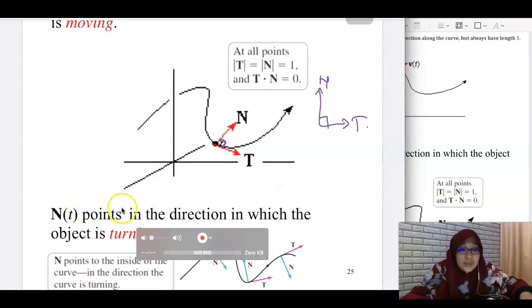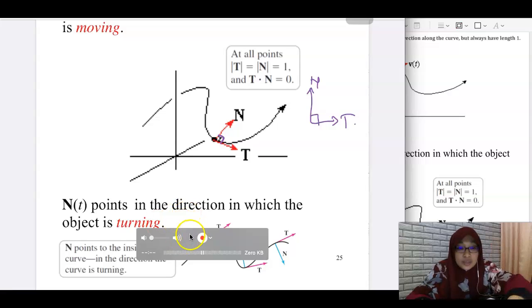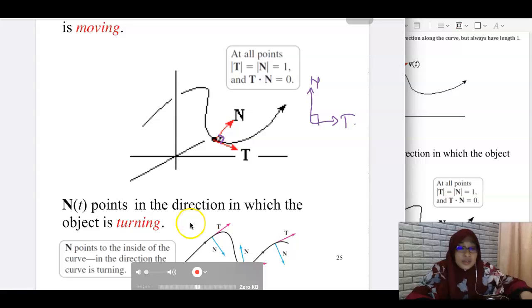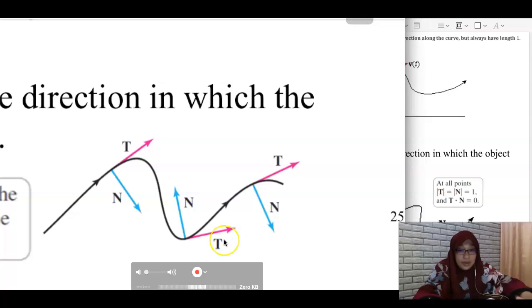The unit normal points in the direction in which the object is turning. What does that mean, turning? If you look at the diagram here, how can you explain the capital T and the capital N? Just now I said that the direction of T always points in the direction of the particle moving. If the particle is moving from the left to the right, the T will follow.